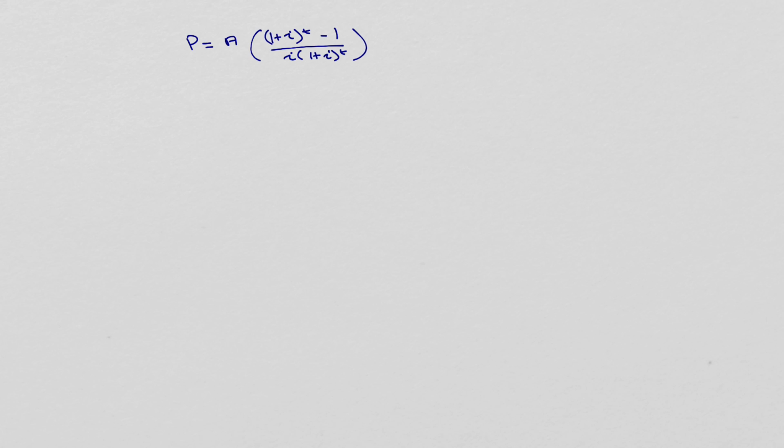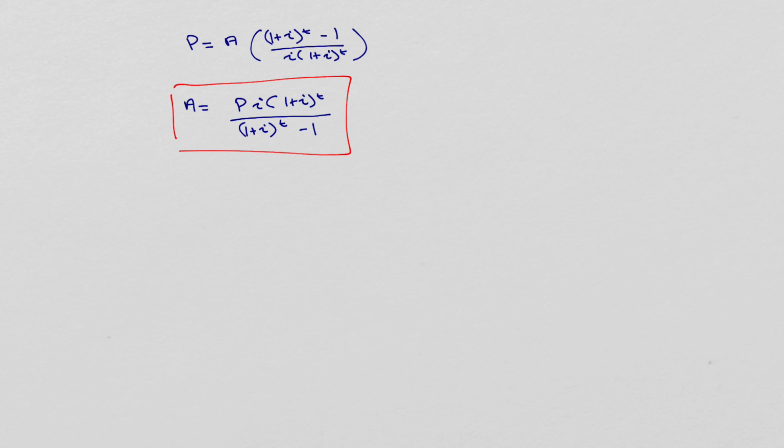So now I'm looking for A, so all I need to do is rearrange my equation. So I'll multiply both sides across by i times (1 plus i) to the power of t, and divide across by (1 plus i) to the power of t minus 1. And now we can work out our repayment amount.